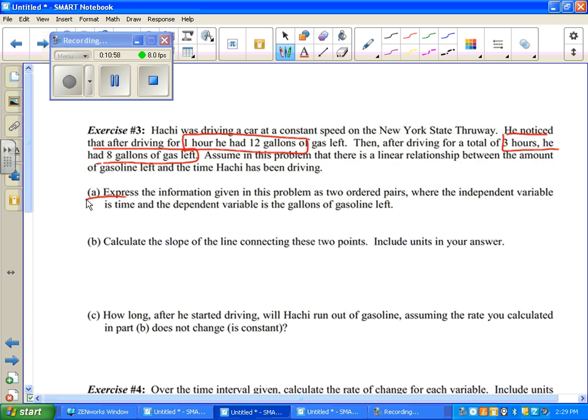Which one is independent? Time or distance? Time is always independent. Time, because you can't speed up time or slow it down. Someone asked why. Why is time always independent? You can't change it. It always goes the same rate. So time is always the independent variable, which means it's always x. So let's make sure that we have the 1 hour as the first point and the 12 gallons of gasoline. That's the second point. The 3 hours is the first point and the 8 gallons of gasoline. That's the second point.